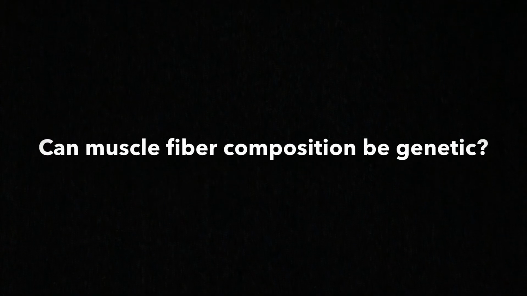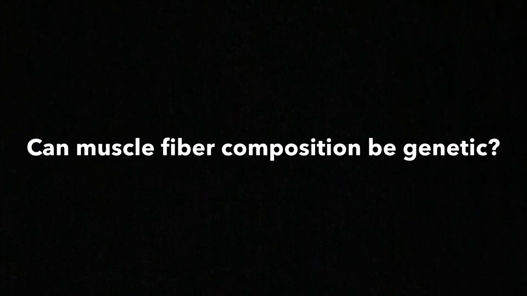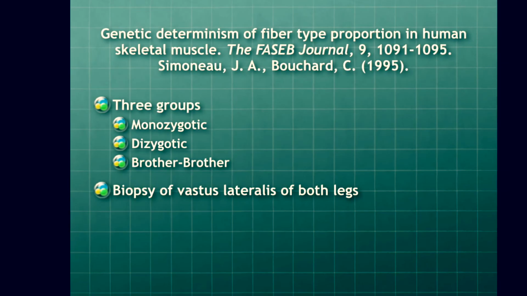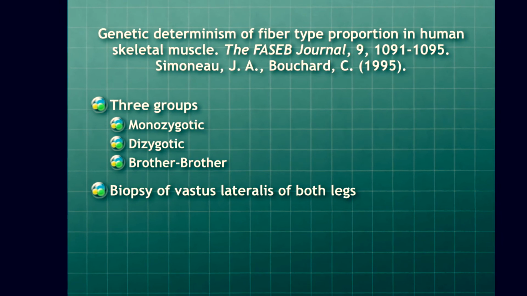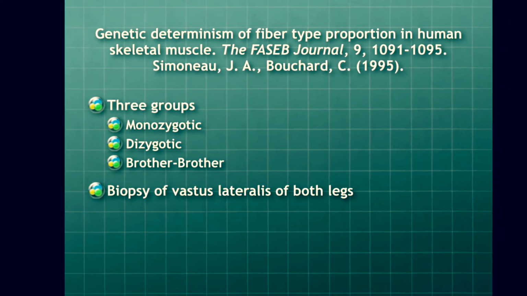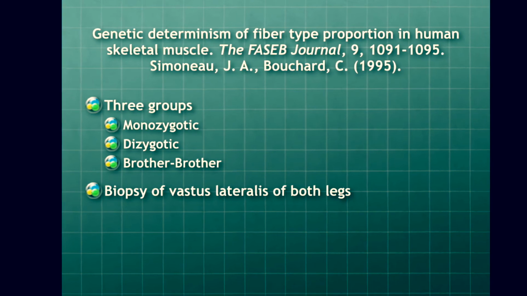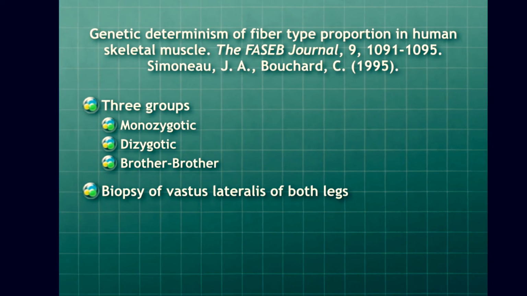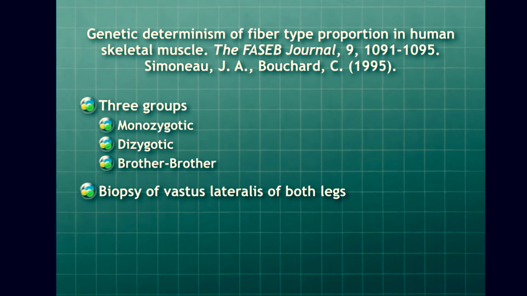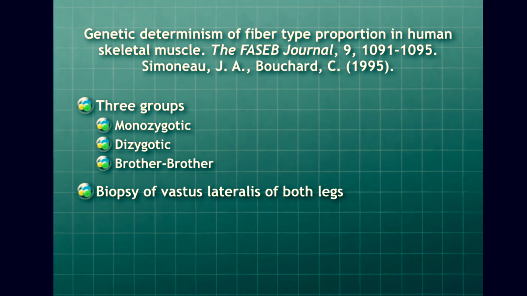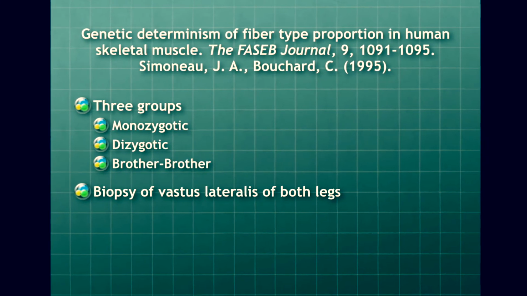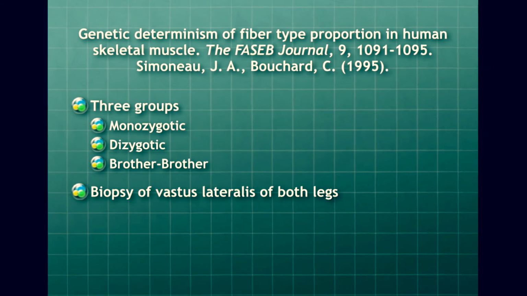So when I decided to write my thesis, I wanted to answer the question, can muscle fiber composition be genetic? And to give you guys the short answer, the answer is yes. Some people are more genetically inclined, and they're born with innate traits to have a certain distribution of muscle composition. This was one of the first studies that I found. It's a fairly old study, but that goes to show you that this stuff has been studied for a while.